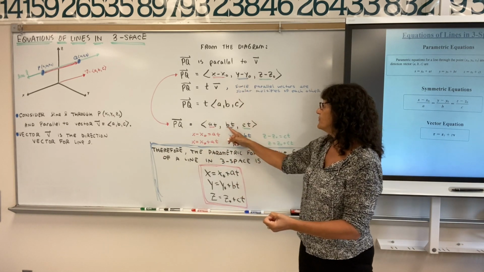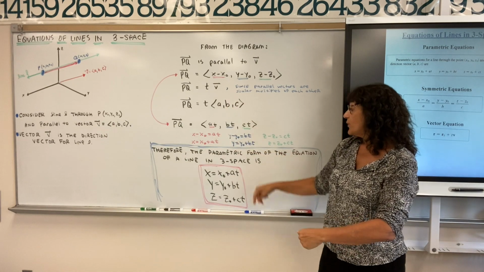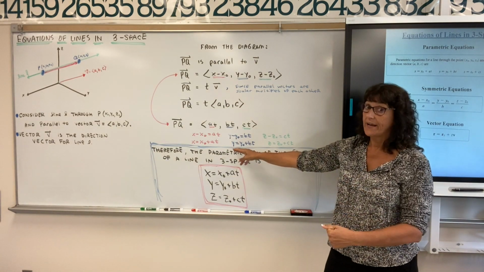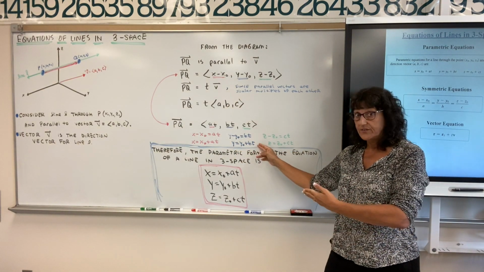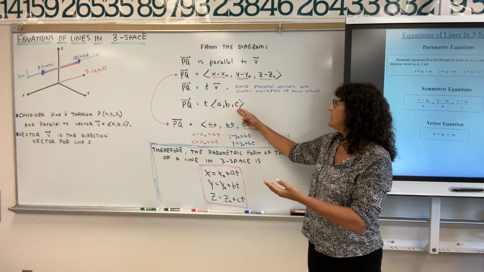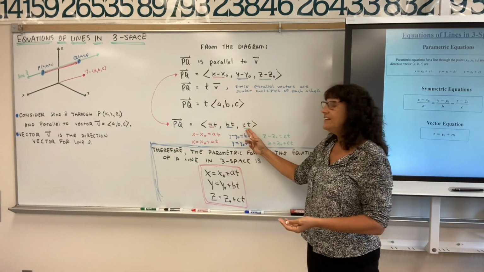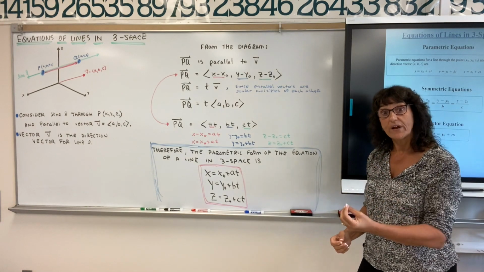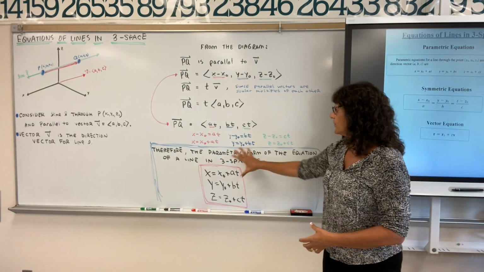Y minus y naught equals B times T. Add y naught to both sides, y equals y naught plus B times T. And then you can take your z minus z naught equals C times T. Okay, take your direction numbers, set them equal. And so what does this generate here?